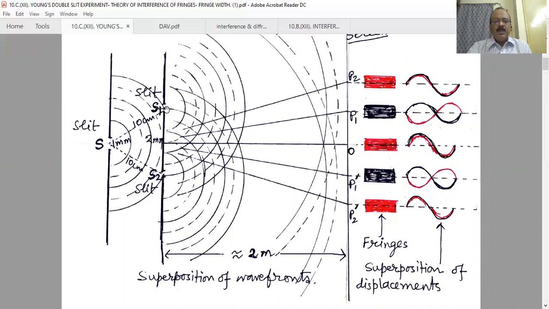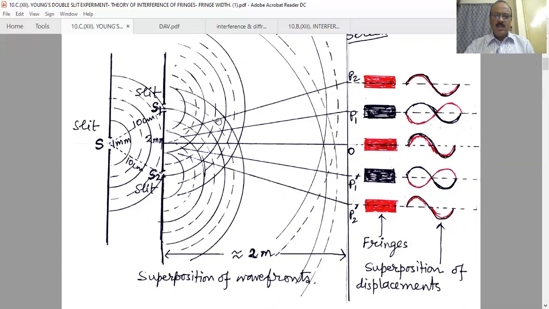And we know from the Huygens principle that each and every point of the wavefront behaves like a source of secondary wavelets, and it emits light in all directions. That means wavelets pass in all directions from S1 and S2. Here, the solid lines represent the crest, let us suppose, and the dotted lines the trough, crest and trough in this way. And when light comes from S1 and S2, they overlap, that means they superpose on each other.